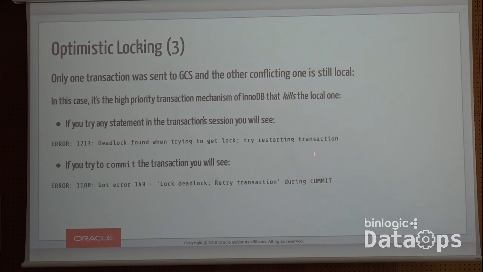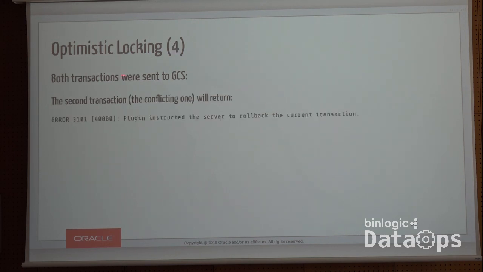So this is the error message that you can see: Deadlock found when trying to get lock, try restarting transaction, or the deadlock retry transaction during commit. This is the issue you have with group replication when you are doing duplicate transactions on the same key on different masters. So this is when they are local, and when they are both written to GCS, the second one gets this. The plugin now, GCS, takes part, not InnoDB anymore. It's GCS that says, oh, there is a conflict, one has to roll back.